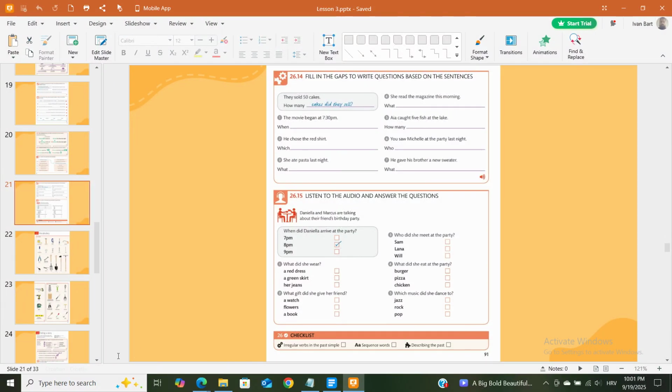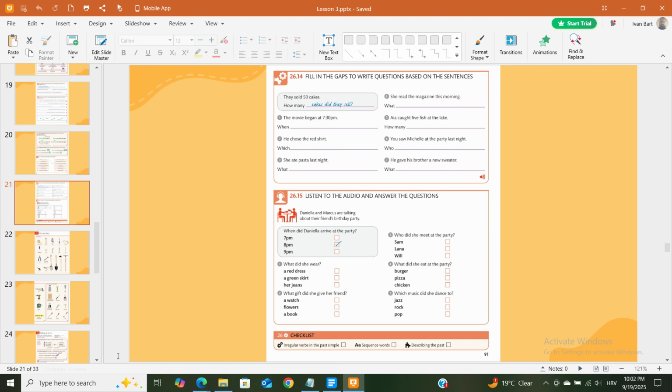26.14 Fill in the gaps to write questions based on the sentences. They sold 50 cakes. She read the magazine this morning. How many cakes did they sell? What? The movie began at 7:30 p.m. When? He chose the red shirt. I caught 5 fish at the lake. How many? You saw Michelle at the party last night. Which? Who? She ate pasta last night. What? He gave his brother a new sweater. What?